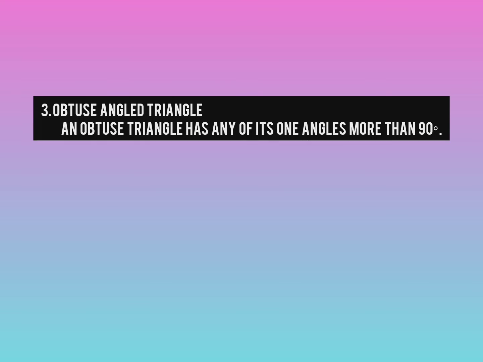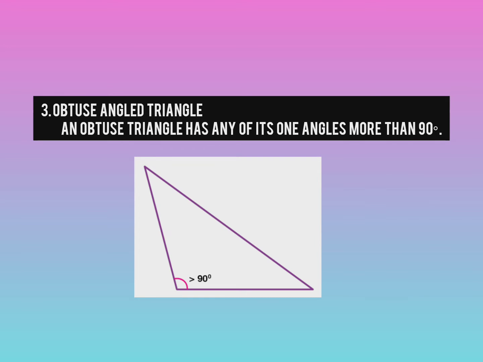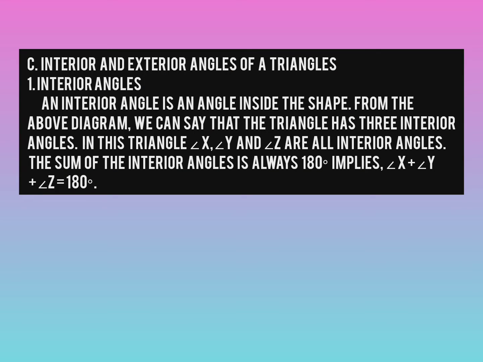Number 3, obtuse angled triangle. An obtuse triangle has any one of its angles more than 90 degrees. This is the picture of obtuse angled triangle. Letter C. Interior and exterior angles of a triangle.